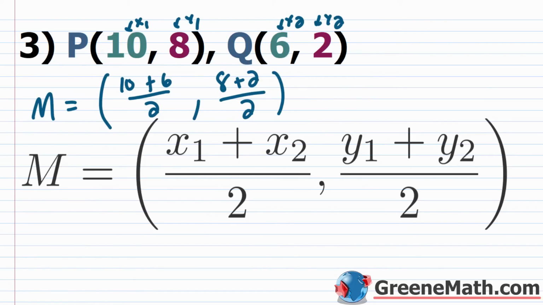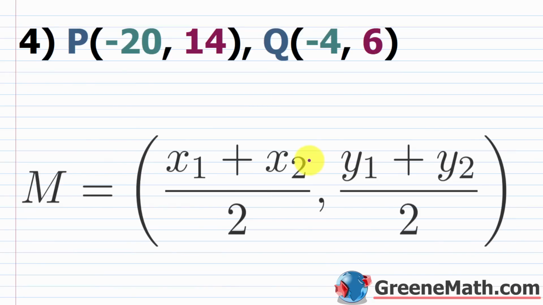So let's simplify now. 10 plus 6 is 16, and 16 divided by 2 would be 8. So this would be 8 for the x coordinate for the midpoint. And then this guy for the y coordinate, 8 plus 2 is going to be 10, and if I divide 10 by 2, I'm going to get 5. So for the coordinates for this midpoint, we're going to have 8, comma, 5.